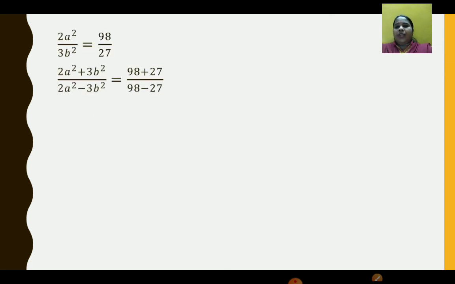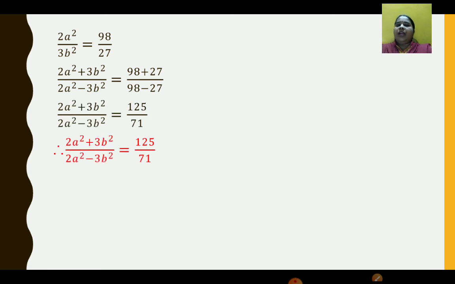See how it can be done. I have again written the ratio for you. Plus and minus, componendo, dividendo. So 98 plus 27, 98 minus 27, the answer is 125 upon 71. It cannot be reduced further as 71 is a prime number. Leave this as the final answer.